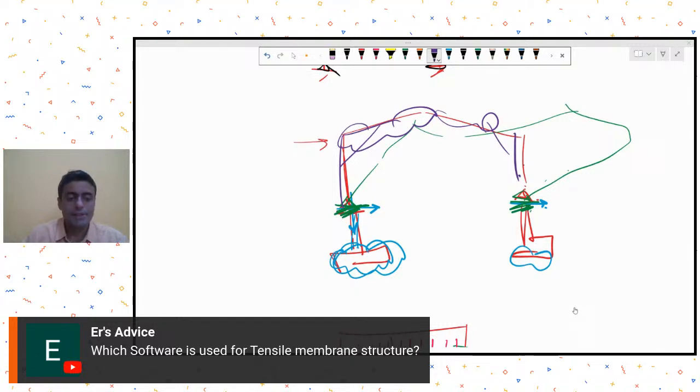Engineer's Advice is asking which software is used for tensile membrane structures. I don't know. I'm not sure.